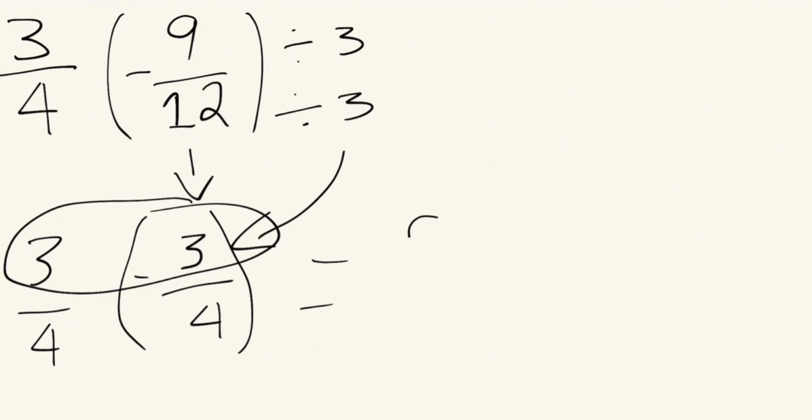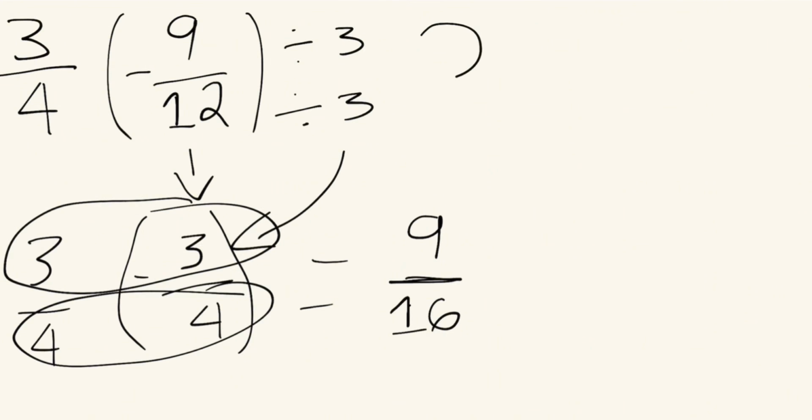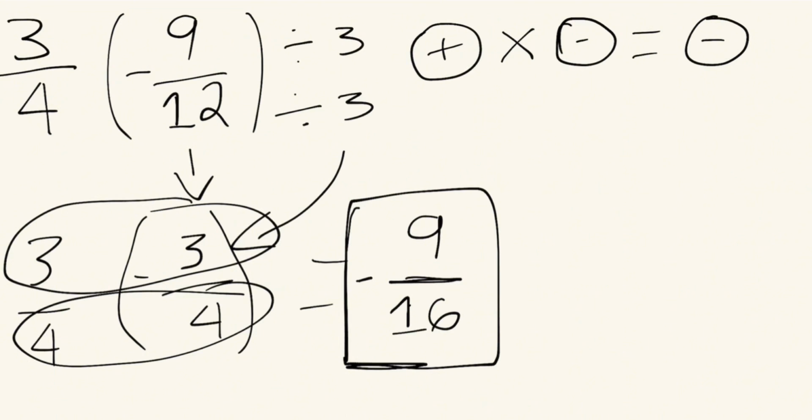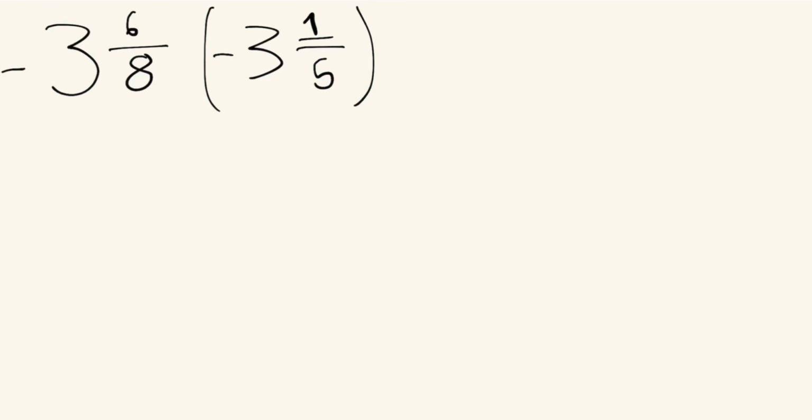So now we multiply straight across, and 3 times 3 is 9, and 4 times 4 is 16. And you still have that positive times a negative, which always equals a negative. And so your answer will still be negative. And so our final answer is still -9/16. And it cannot be simplified anymore. So that is our answer. Alright, let's look at the next problem we have here.